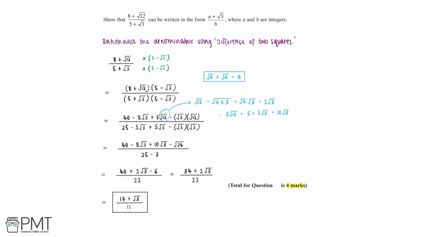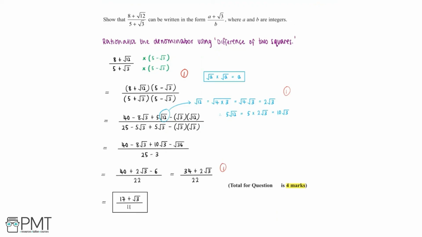Now this question is worth 4 marks. We get the first mark for a process to rationalise the denominator by multiplying both the numerator and the denominator by 5 minus root 3. We get the second mark for saying that root 12 is equivalent to 2 root 3. We get the third mark for continuing to simplify until we get to 34 plus 2 root 3 over 22.